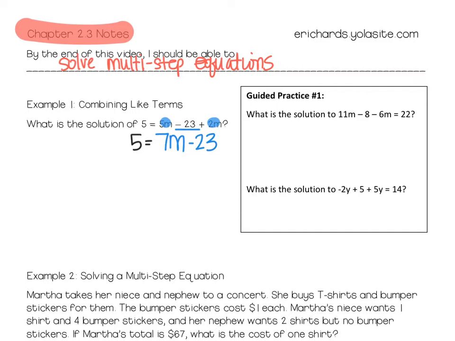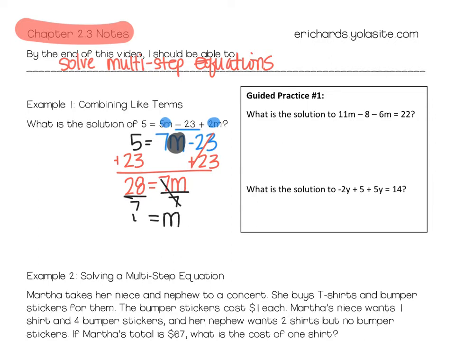Now you solve your equation like we did in the last video. Find your m. Now, the order of operations would say I have to multiply by 7 and then subtract 23. But when I solve equations, I do it in the opposite of the order of operations. So I'm going to first undo the subtraction by adding, and I get 28 equals 7m. Then I'm going to undo the multiplication by dividing by 7, and I get m equals 4. And that's your final answer.